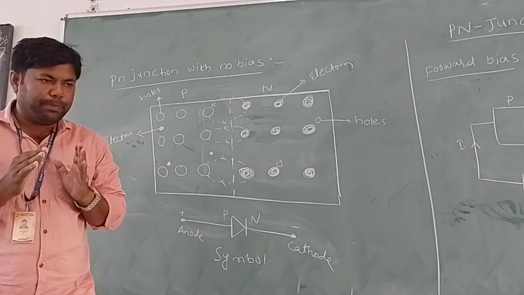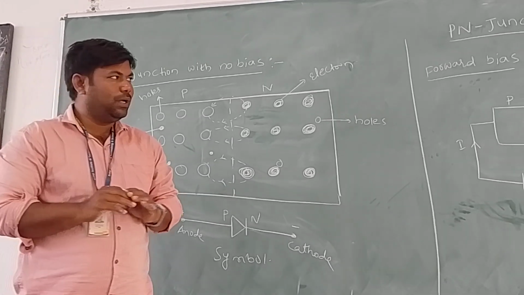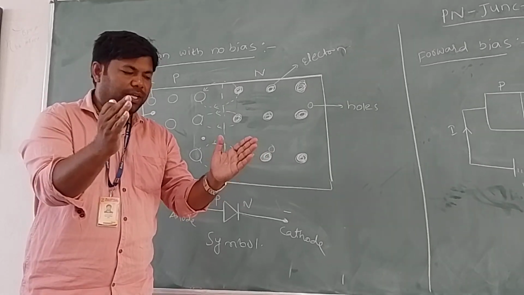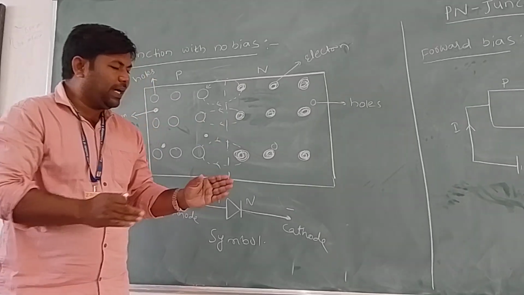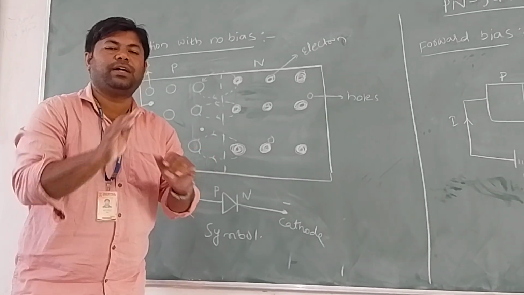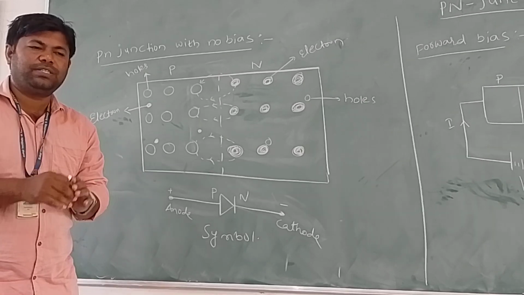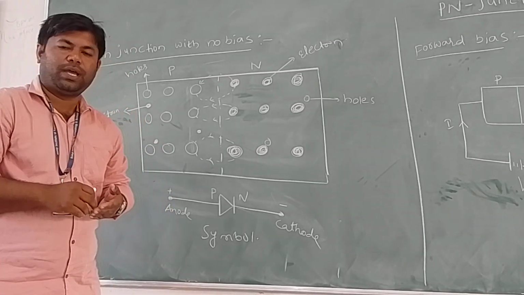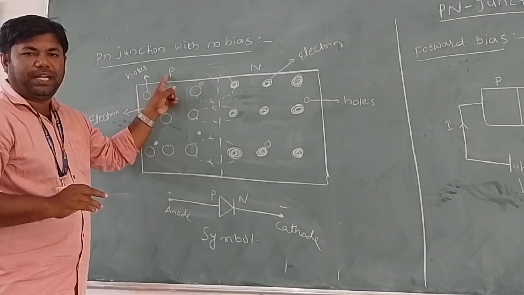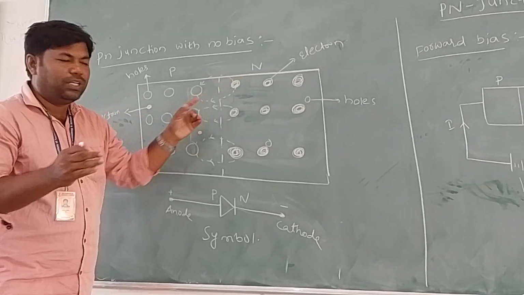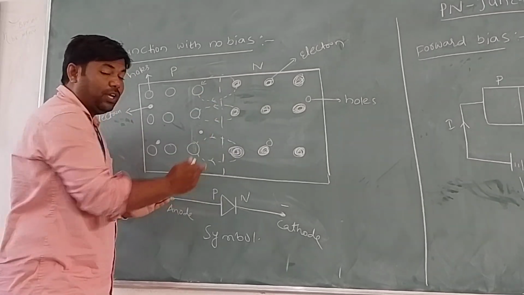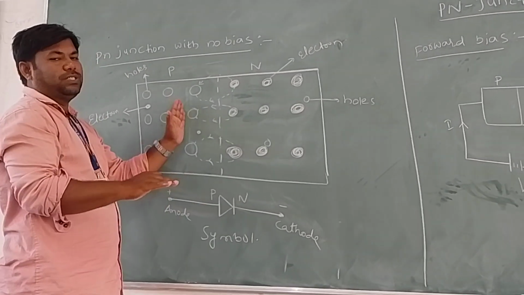In a PN junction diode, one side is P material and the other side is N material. When they join together, the contact surface where they meet is called the PN junction. A PN junction diode is a unidirectional current flow device. We take two types of material: first P-type material and second N-type material, and join them together.